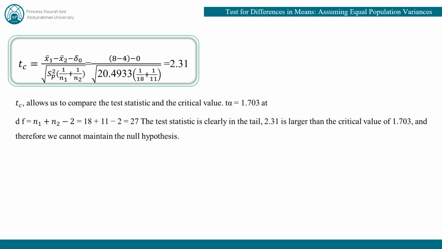TC allows us to compare the test statistic and the critical value. T alpha is equal to 1.703 at degrees of freedom N1 plus N2 minus 2, equal to 18 plus 11 minus 2, which is 27. So the DF, the degrees of freedom, is equal to 27. The test statistic is clearly in the tail. 2.3 is larger than the critical value of 1.703 and therefore we cannot maintain the null hypothesis.